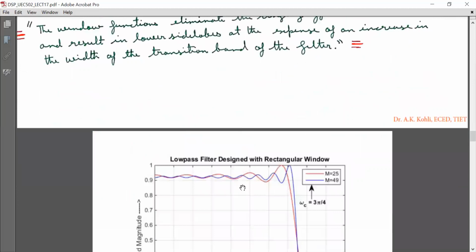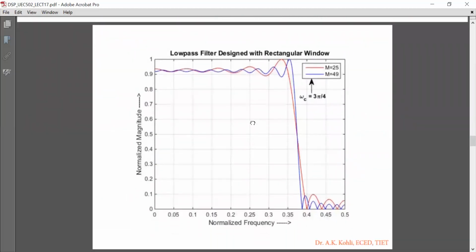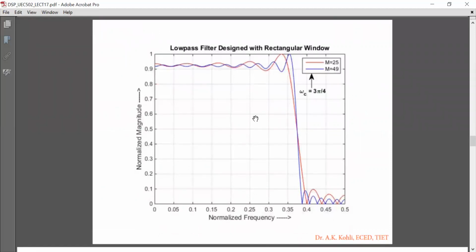Now I will show you the magnitude response of a low pass filter designed with the rectangular window. I have plotted this in MATLAB, and I have set the cutoff frequency equal to 3π/4. I have chosen the values M equal to 25 and M equal to 49. Now this is the normalized magnitude response once more. Now you look at this.